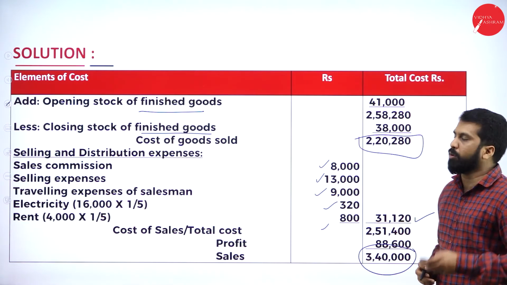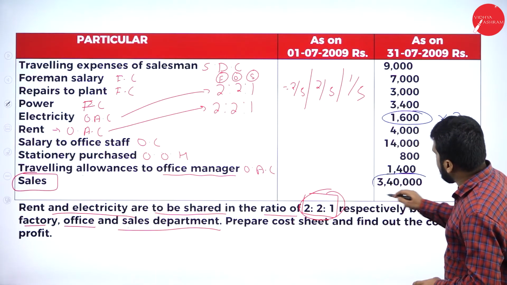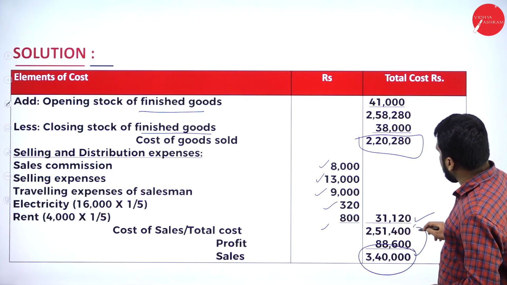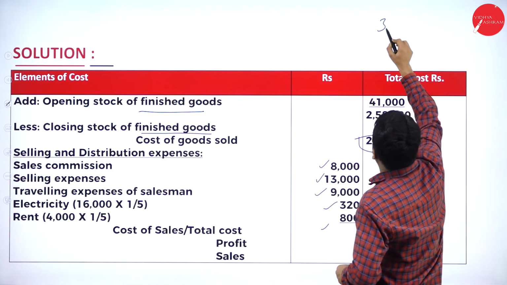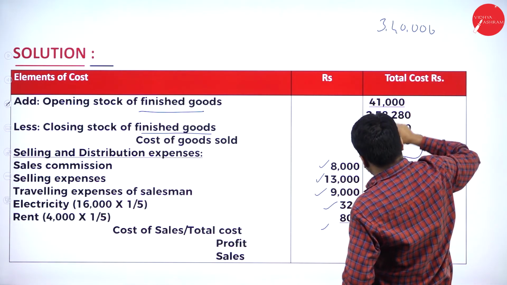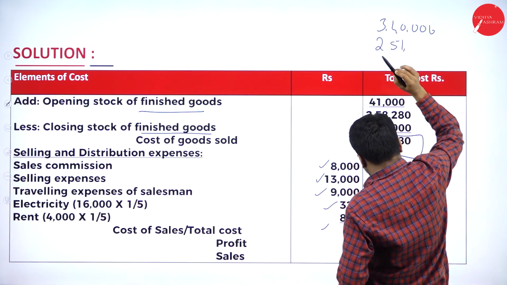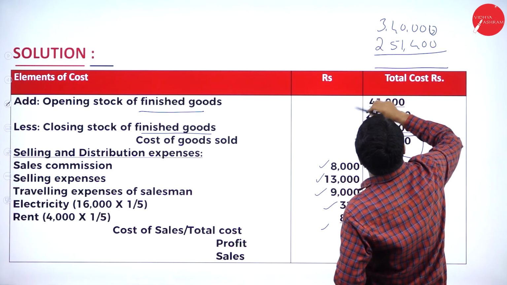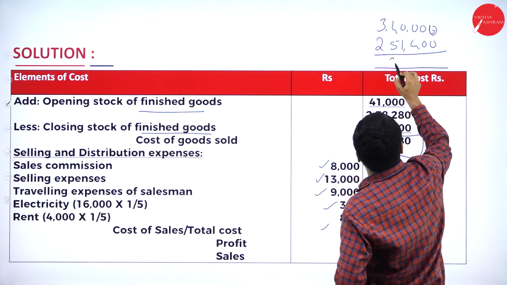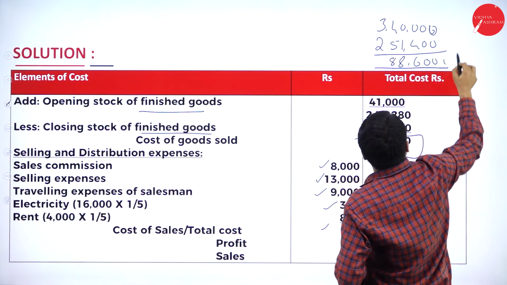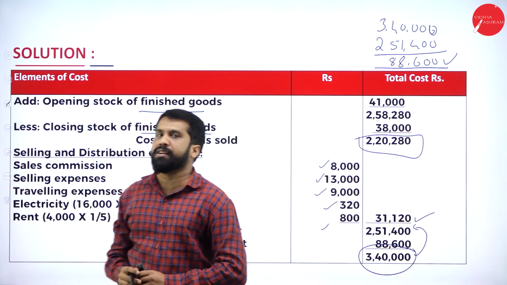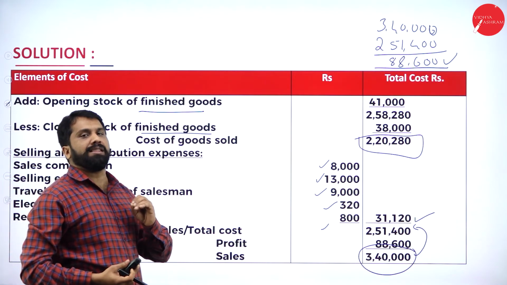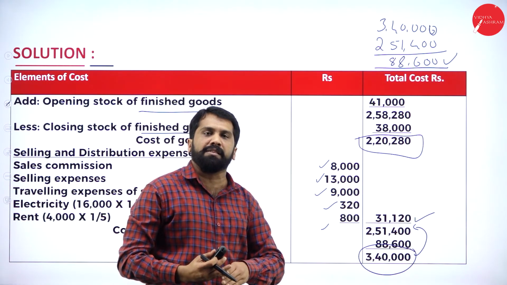Where it is given, I'll go back to the question. The sales is 3,40,000. Now, 3,40,000 minus your cost, 2,51,400. How much will you get? You will get around 88,600. This will be your profit. Clear? Yes, easiest one. So the first problem you may have felt a little complicated, second one easy, third easy, fourth easy.